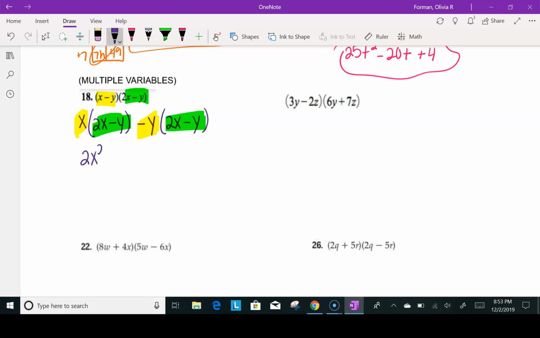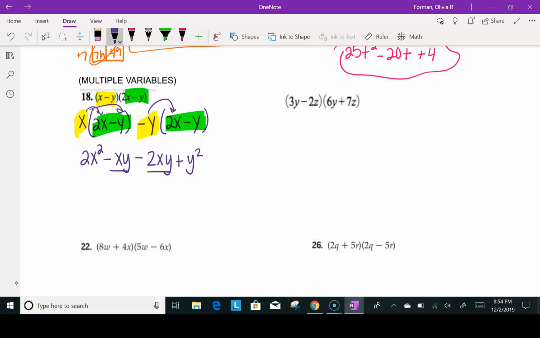X times 2x, we get 2x squared. X times negative y, we would get negative x times y. The variable exponents don't change at all, we just have an x and a y. We move on to the next one, we get a negative y times a 2x, and so I get negative 2xy. I take a negative y times a negative y, and I get a positive y squared. So negative 1 times negative 1 is positive 1, y times y is y squared.